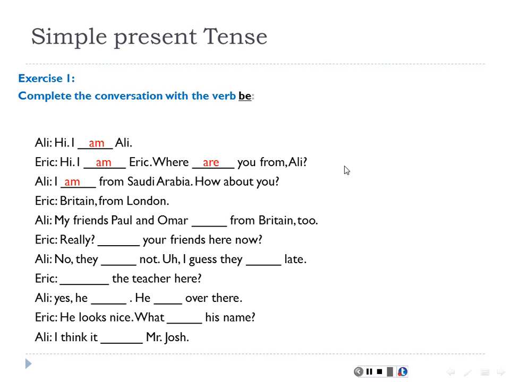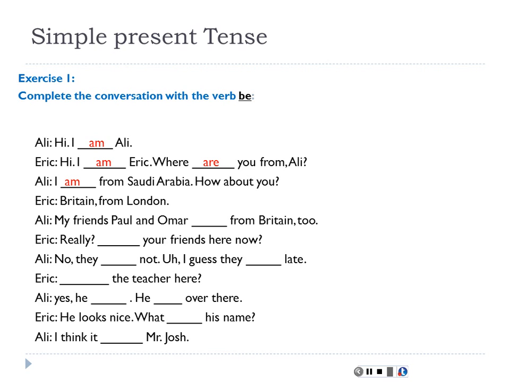Eric now is talking about Britain. It means I am from Britain. From London. من بريطانيا من مدينة لندن. So here Ali is talking. My friends Paul and Omar from Britain too. Now let's see this sentence. We have Paul and Omar. So here we have more than one subject. يعني عندنا أكثر من فاعل في الجملة.